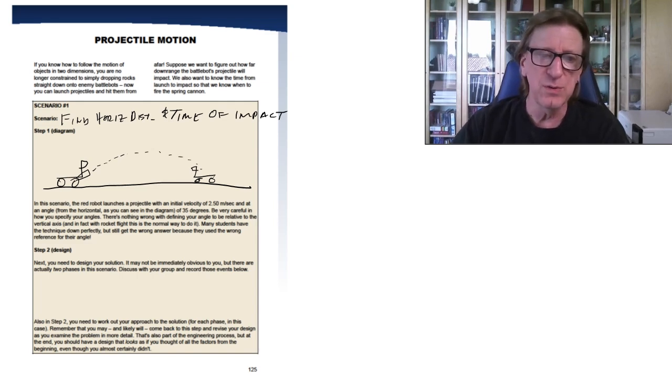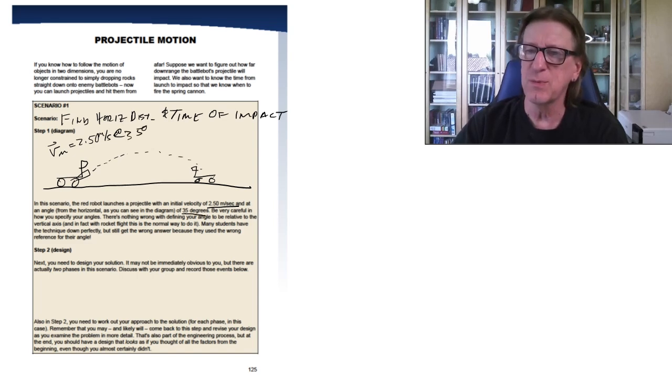So we're told that the muzzle velocity, which we'll call Vm, is 2.50 meters per second at 35 degrees. Now we need to be really careful about where we're specifying that angle from. Remember from the last time, you have to specify a reference direction from which you're going to start measuring. So in this case, we're going to measure it from the horizontal. So 35 degrees from horizontal.